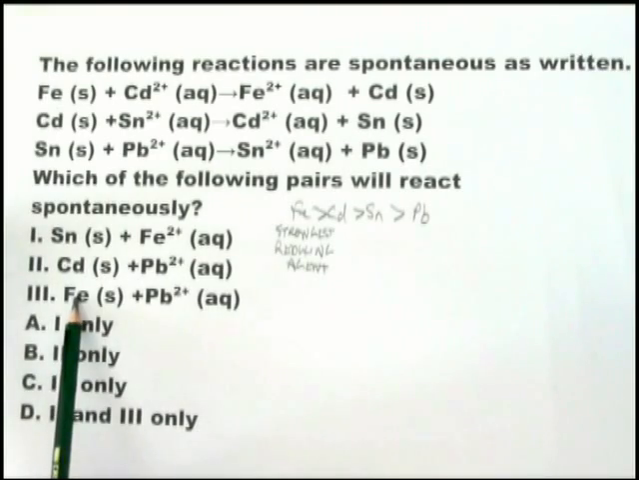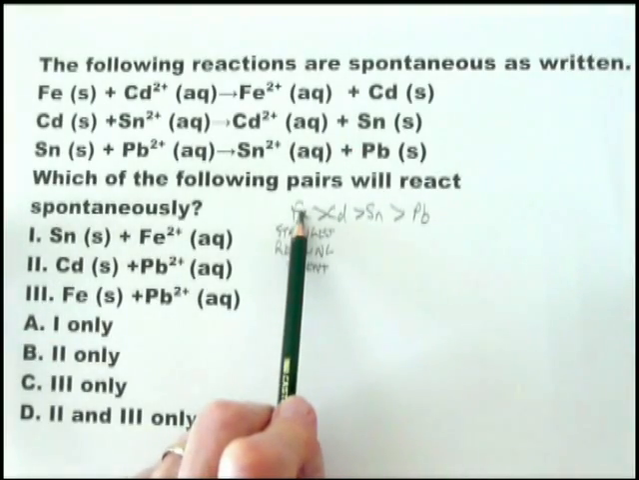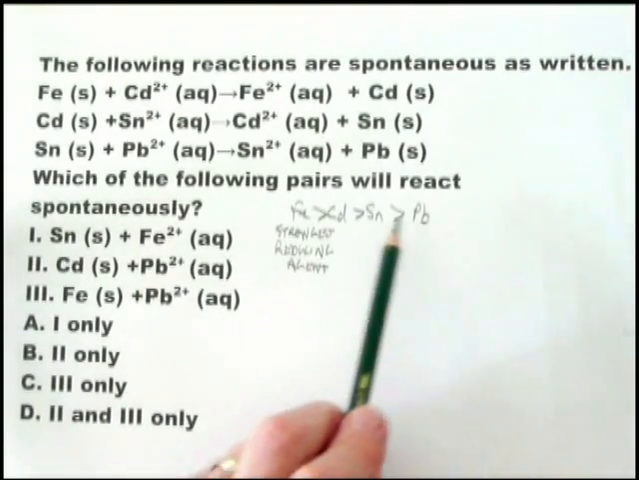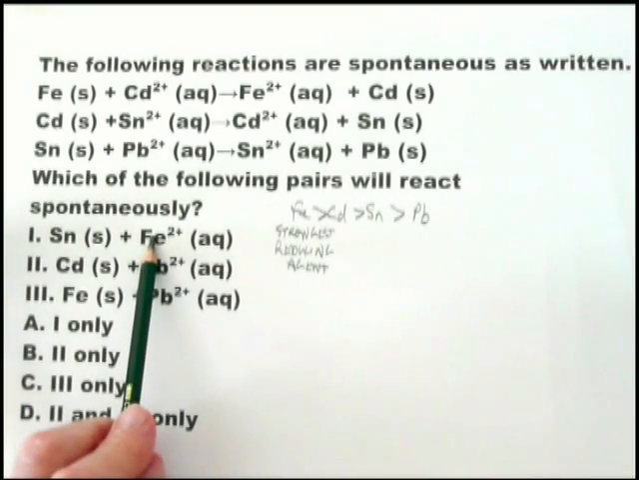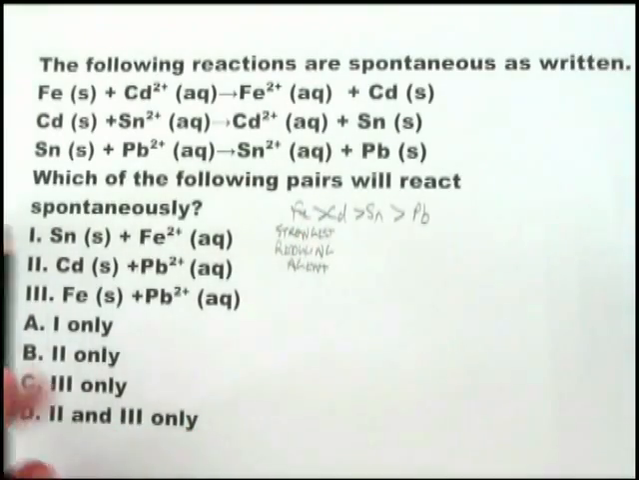So from that, you can go immediately to these and decide which pair will react spontaneously. If you look at this one, the iron and Pb, iron is the strongest reducing agent, therefore that one is spontaneous. Cadmium, lead, again, looking at that group, cadmium is the strongest reducing agent, so it will be spontaneous. Tin and iron, no, they're in the wrong order. Therefore, tin is less reactive than iron. Therefore, that is not spontaneous. So 2 and 3, that's D.